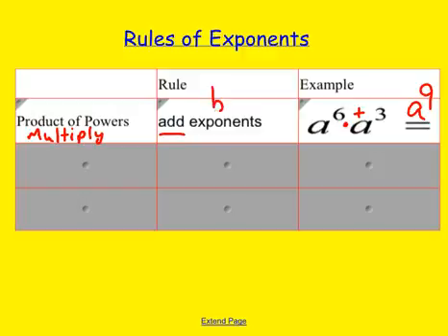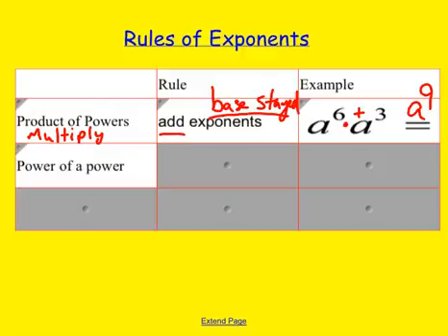Here's what happened. The base stayed the same. So when you're multiplying exponents, the base stays the same, it's just a, and then you add the powers. I promise you, remember that. It's going to be a lot easier for you to get through math.